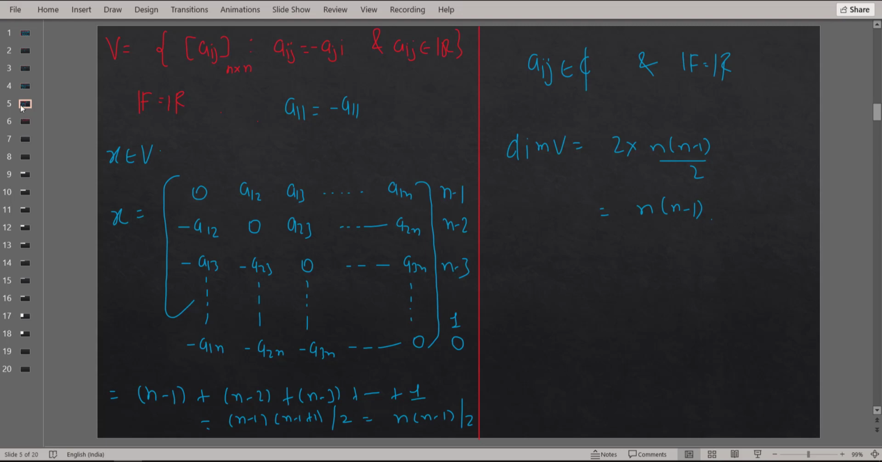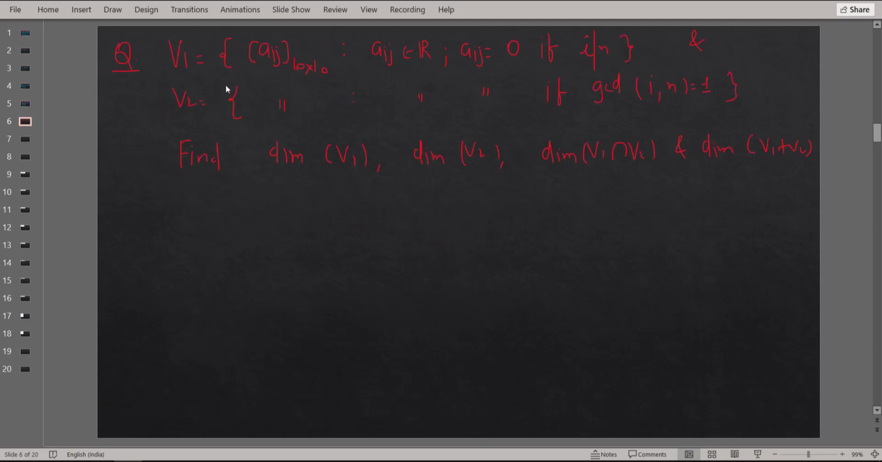Now we will move to the next question. The next question is given. V1 is a given set of 10 cross 10 real matrices such that a_ij is 0 if i divides n. V2 is a set of 10 cross 10 matrices such that a_ij equals 0 if GCD of i comma n is 1. We have to find the dimension of V1, the dimension of V2, the dimension of V1 intersection V2 and the dimension of V1 plus V2. First we find the dimension of V1.